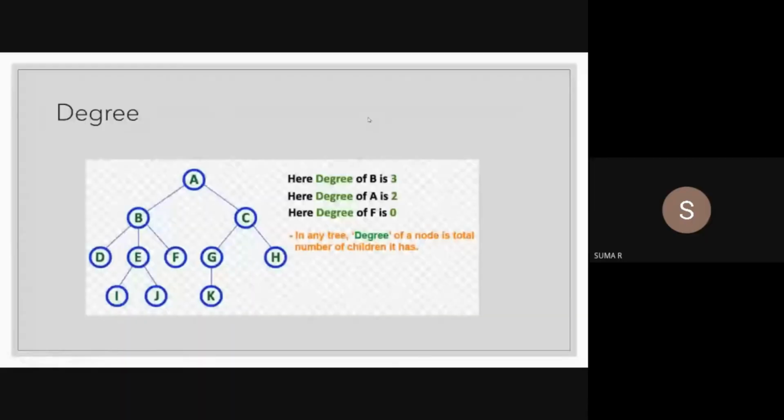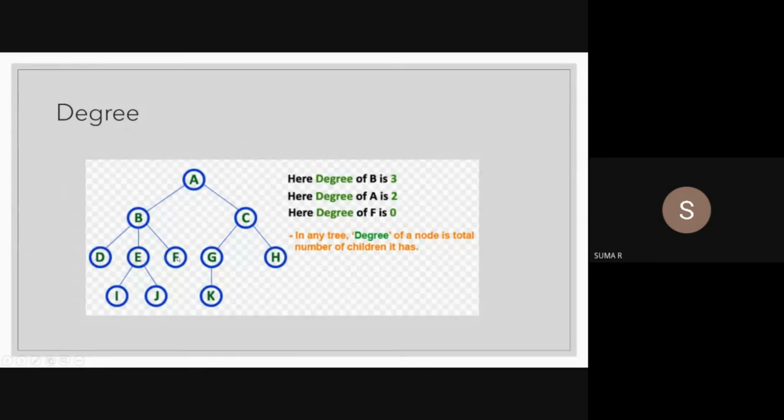Next one, the important term degree. Degree of a node as well as degree of a tree. Degree is the number of children attached to that node. So the degree of A is 2. Degree of B is 3 because it has 3 children.